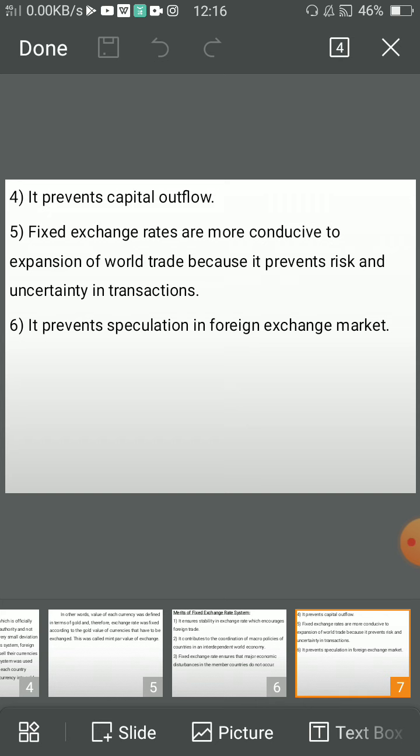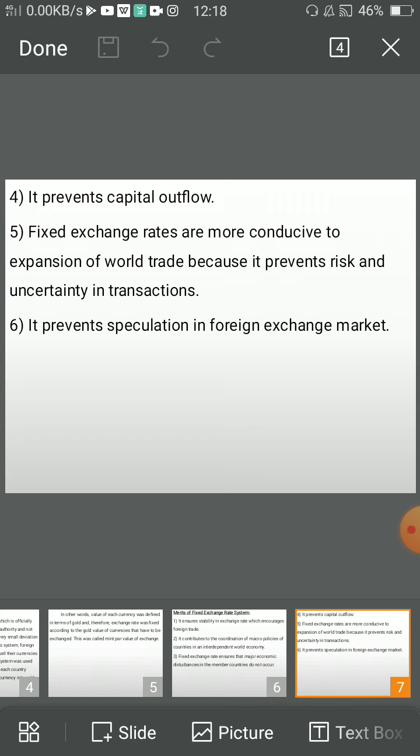Fifth point, fixed exchange rates are more conducive to expansion of world trade because they prevent risk and uncertainty in transactions. Once the foreign investors know that the exchange rate is not going to change, they have the security, the surety, that the exchange rate is fixed. That encourages them to invest more in other nations. So fixed exchange rates are more conducive to expansion of world trade.